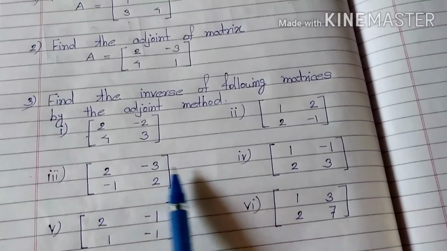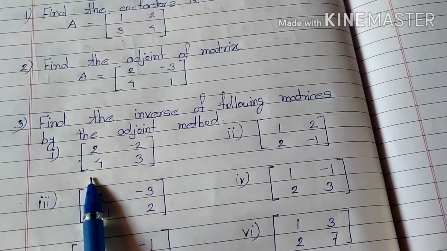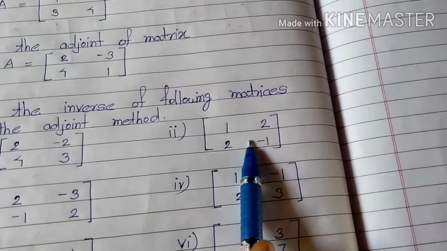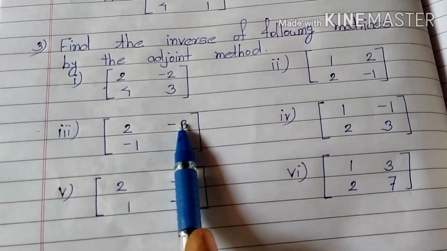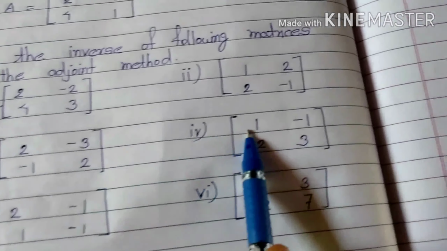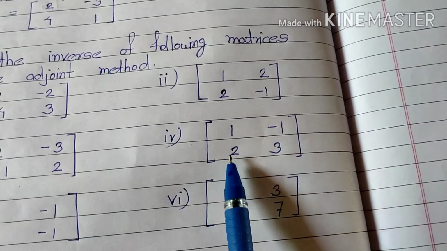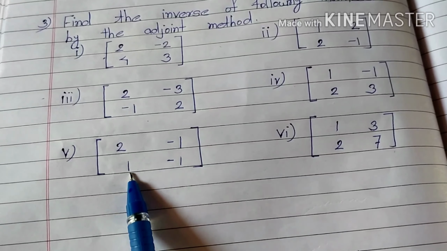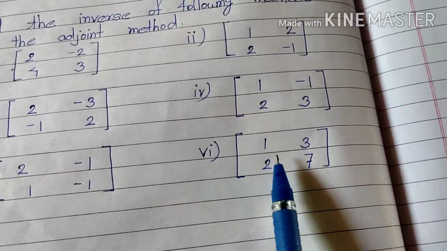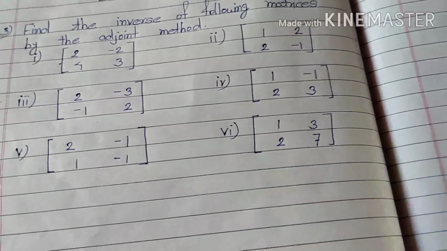There are 6 examples. First example, 2, -2, 4, 3. Second, 1, 2, 2, -1. Third, 2, -3, -1, 2. Fourth, 1, -1, 2, 3. Fifth, 2, -1, 1, -1. Sixth, 1, 3, 2, 7.